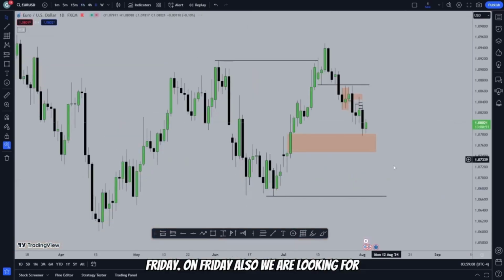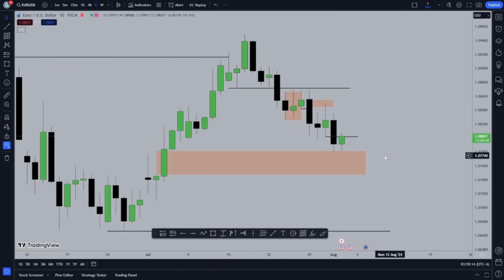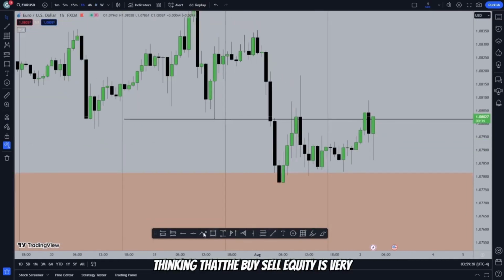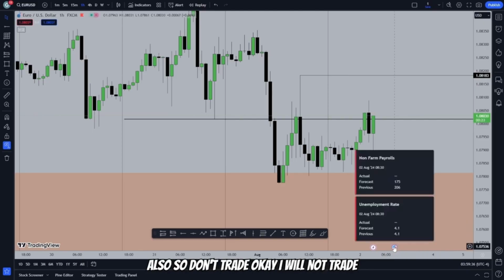On Friday also we are looking for sells, okay? I should be honest with you that we are looking for sells over here, but the market can go up or down. It's about that. So how will we look for sells? I'm thinking that the buy side liquidity is very far away. So I think price will go and take the buy side liquidity and the market will close. And on Monday, the market will once again start falling. This is what will happen in my opinion. Okay, and there's some non-farm payroll news also, so don't trade. I will not trade because this is big news, NFP. So nobody trades in this news.